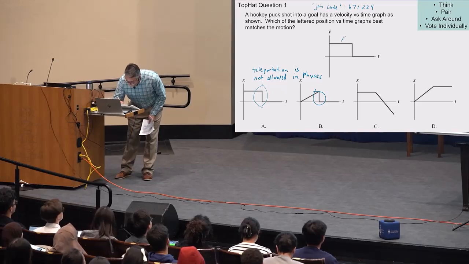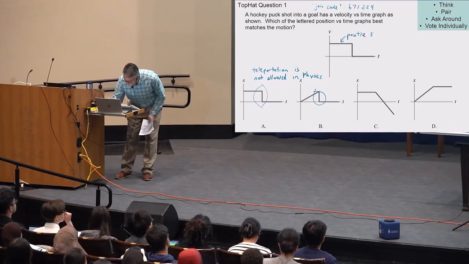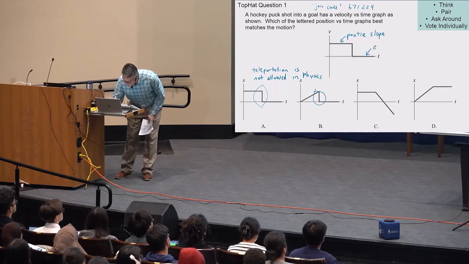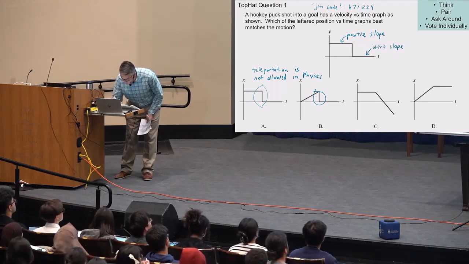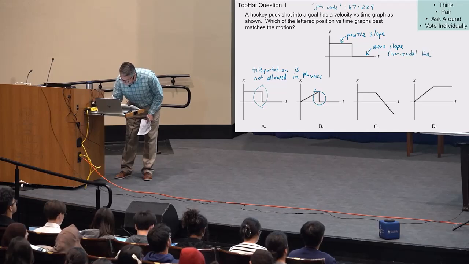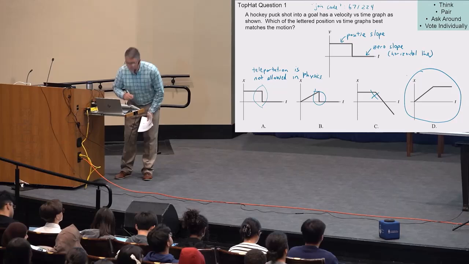So what you've got here is a positive slope, followed by something with a zero slope, like a horizontal line, right? It's not moving. So it's moving, and then it's not moving, so it's not that one. So I like that one.